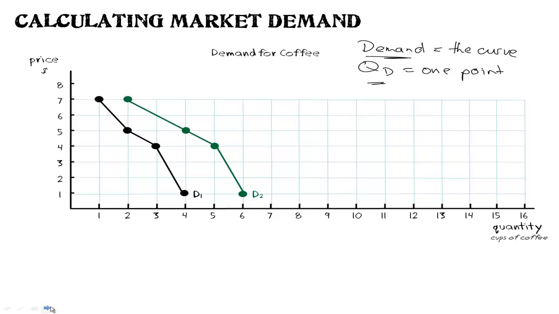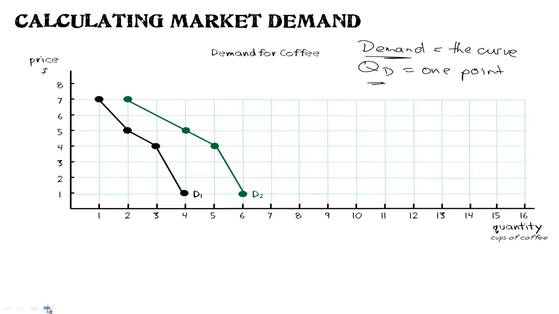And then we're going to add the demand for a second person. And you can see that at $7, this person would actually buy 2 cups of coffee. At $5, they'd buy 4. At $4 they'd buy 5, and at $1 they'd buy 6. So this person clearly likes coffee a lot more than myself, so they're prepared to buy a lot more at the same price.